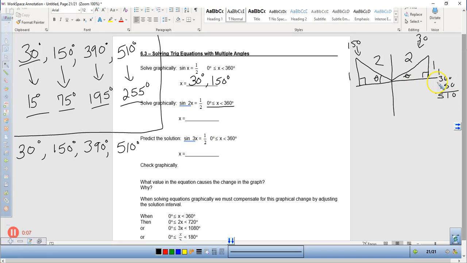So I'm going to make a change right here. We went around twice. That means we're at 720 now. Now I'm going to go around for my third. So 720, add the 30. That gives me 750. Keep going around. 720, add the 150. It's going to be 870.